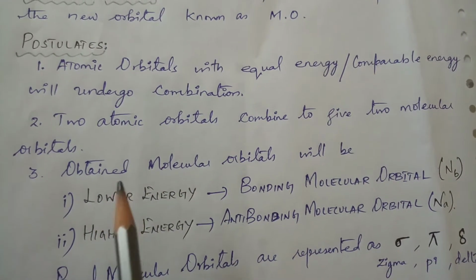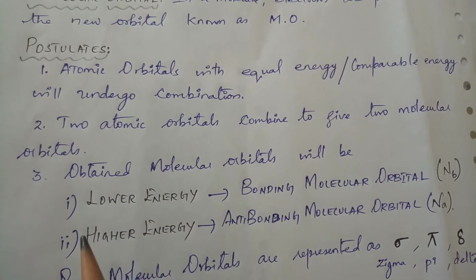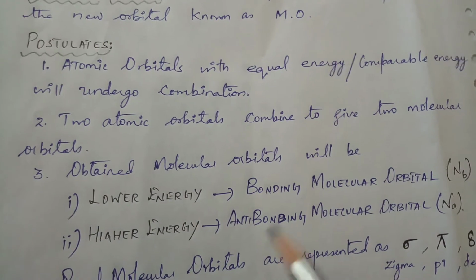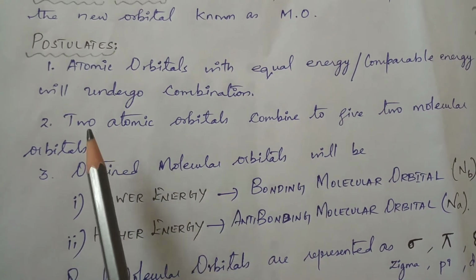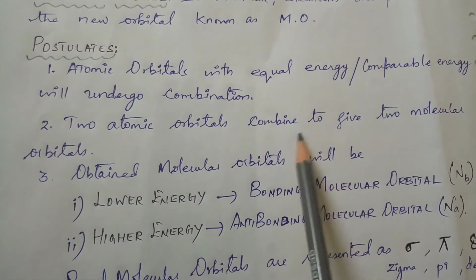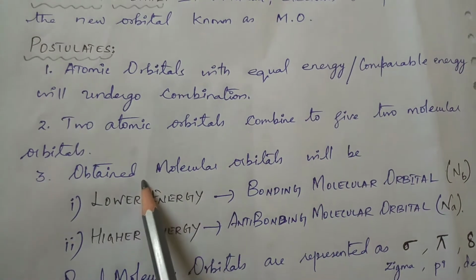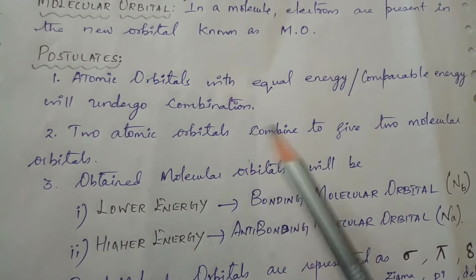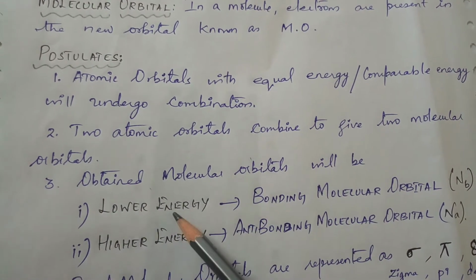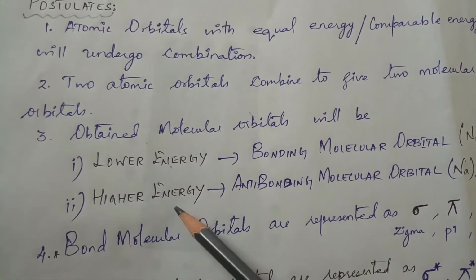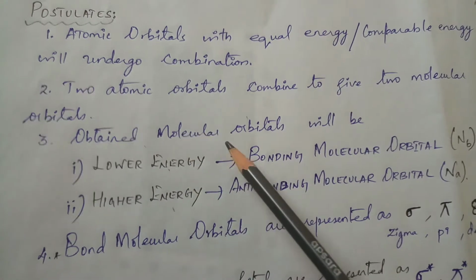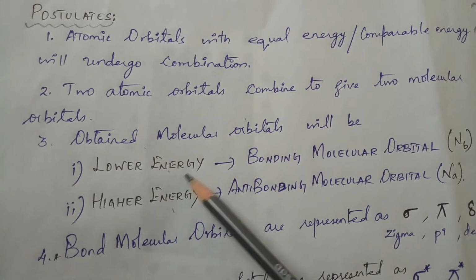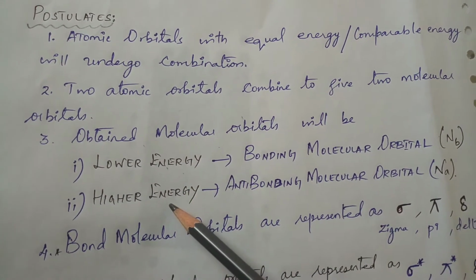That means however many atomic orbitals undergo combination, you get that many molecular orbitals, right? So for example, when two atomic orbitals combine to give two molecular orbitals, one of the two will have lower energy and the other will have higher energy.